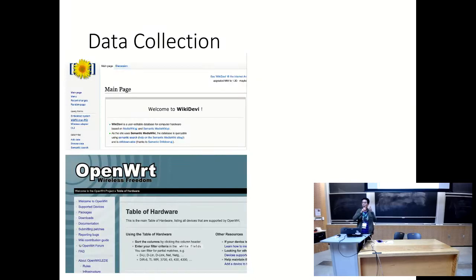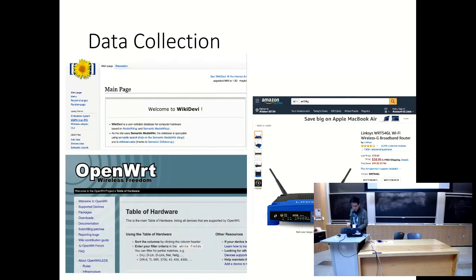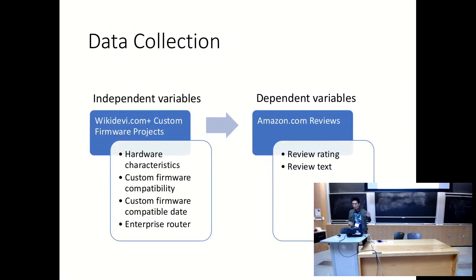So for each router, I have the hardware characteristics from Wikidevi. And then I have whether and when they became compatible with OpenWRT. And finally, I match this to the review data on Amazon.com. Amazon has, for each product, the whole history of reviews starting from when it got released, who left what kind of reviews, the review ratings, and so forth. So this is what the data collection process looked like.